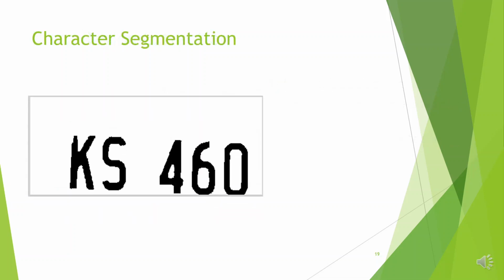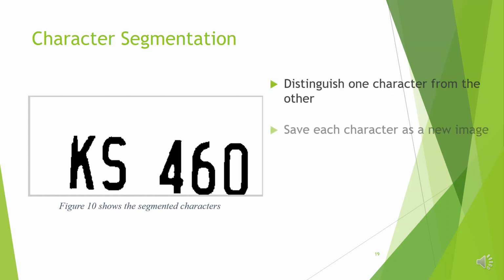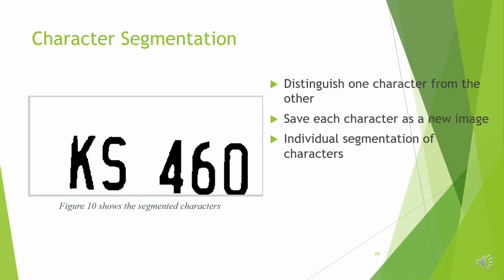The fourth step is known as character segmentation. Individual characters are segmented in order from the first letter K to the last number 0. Each of these characters is saved as a new image for the final stage to take place. The importance of this stage is that the character should not lose its original features while being segmented. For this case, figure 10 shows all the characters have been segmented correctly.